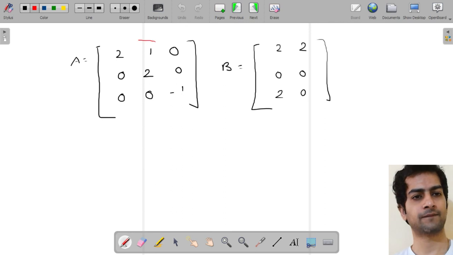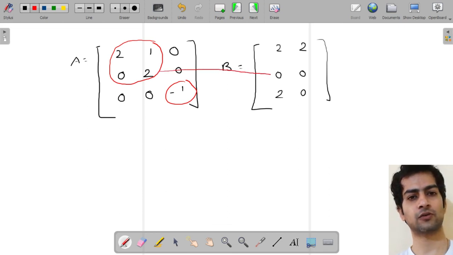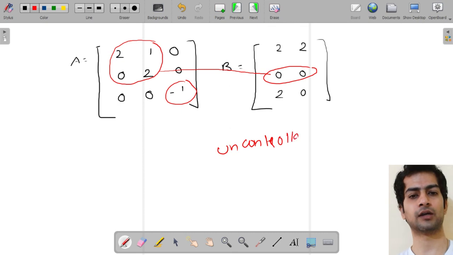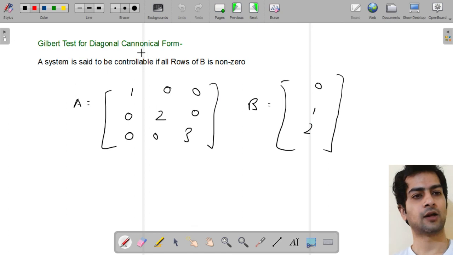Now again come here. We have JB1, and then this is JB2. Then corresponding to this, we will refer to this row. This row of matrix B is 0. So my system is uncontrollable. No need to check for another, because we are getting the answer here only. This row is 0. This row is 0. So it is uncontrollable.